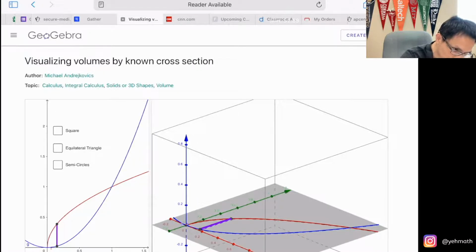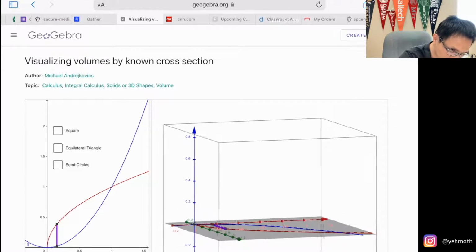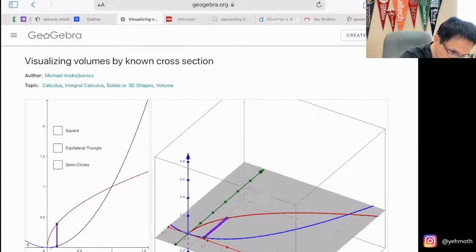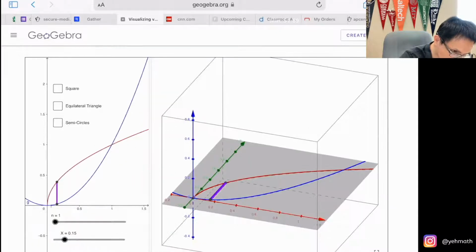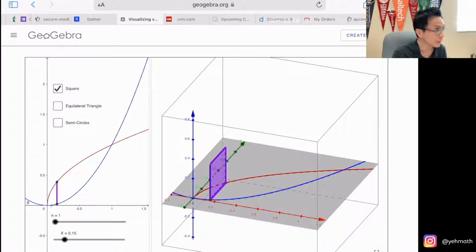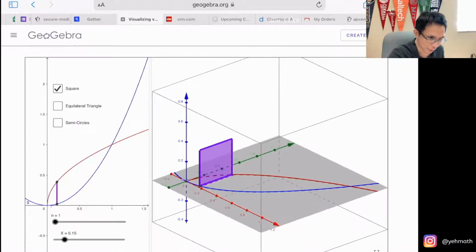Okay, so this is the shape. The red line's on the top, so I'm gonna use this perspective. You see that the left side of the graph is 2-dimensional, the right side is a 3-dimensional graph. You see that the red line is on the top on either one. The blue one is on the bottom. Now each one, I'm going to build one square. So you see that this is a square there.